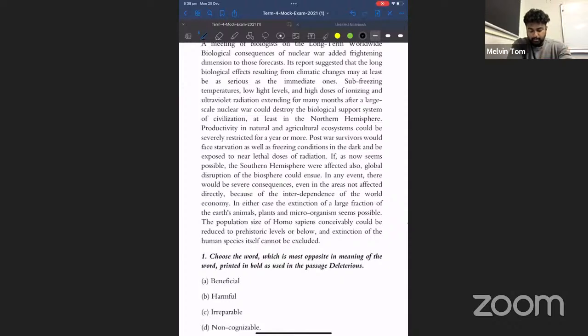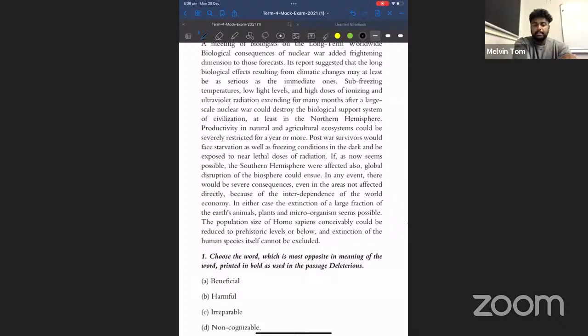If, as now seems possible, the southern hemisphere would also be affected, global disruption of the biosphere would ensue. In any event, there would be severe consequences, even if the air is not affected directly, because of the interdependence of the world's economy. In either case, the extinction of a large fraction of the Earth's animals, plants, and microorganisms seems possible. The population size of Homo sapiens conceivably could be reduced to prehistoric levels or below, and the extinction of the human species itself cannot be excluded.